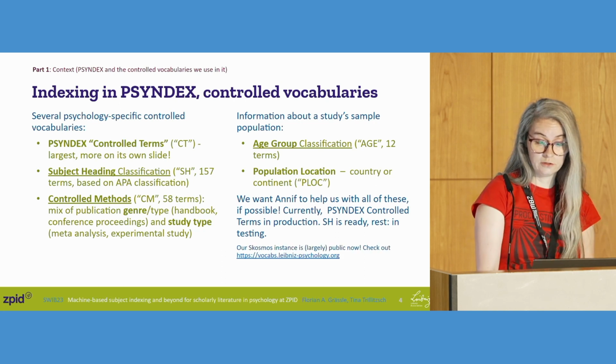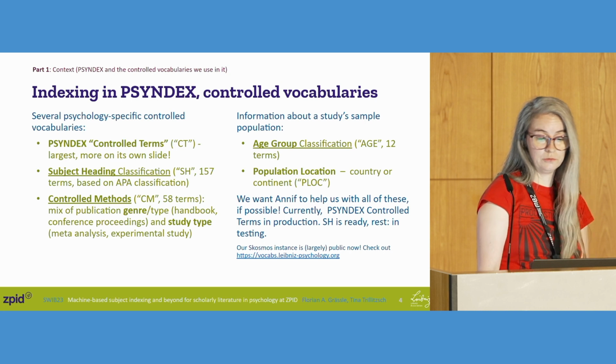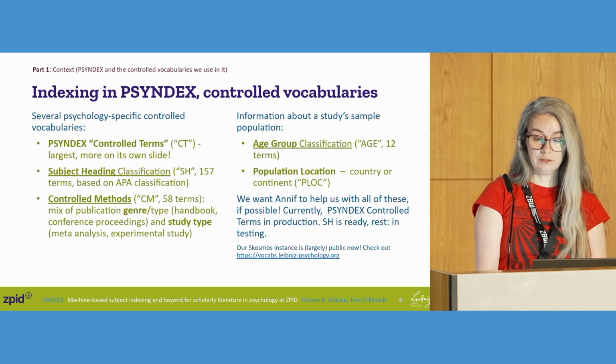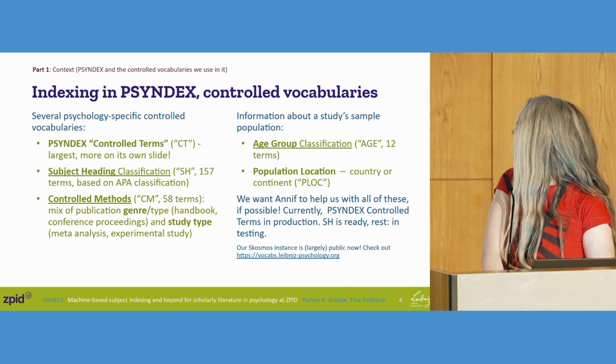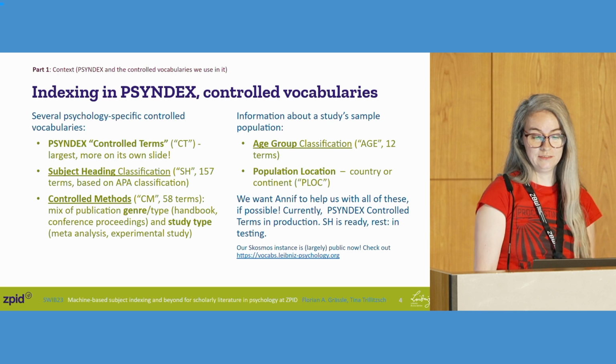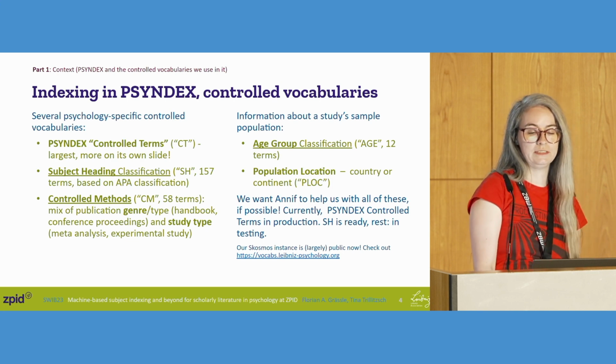On that note, our Cosmos instance that we use to support Annif is public now. It's been non-public for a few years, and it's now public on vocabs like in psychology. And most of these vocabularies can be found there.